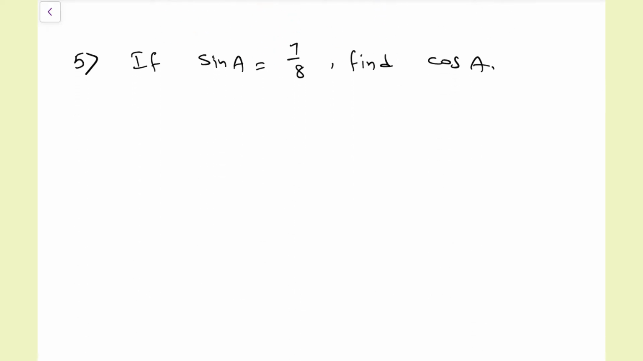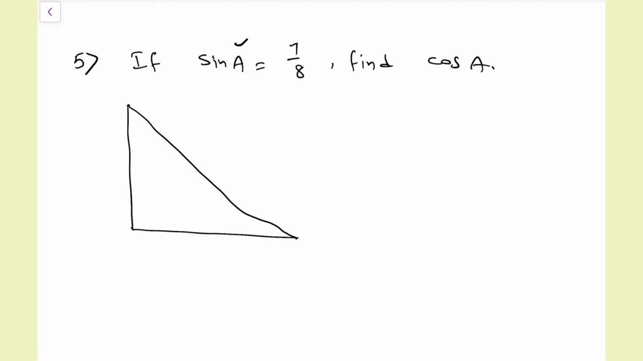Next. In the previous 3 cases, he gave the figure itself in the question. But now the figure won't be given. Just some question will be given. We need to draw the figure and find out whatever is asked. So let us check it. If sin A equals 7 by 8, so I am drawing one right angle triangle.